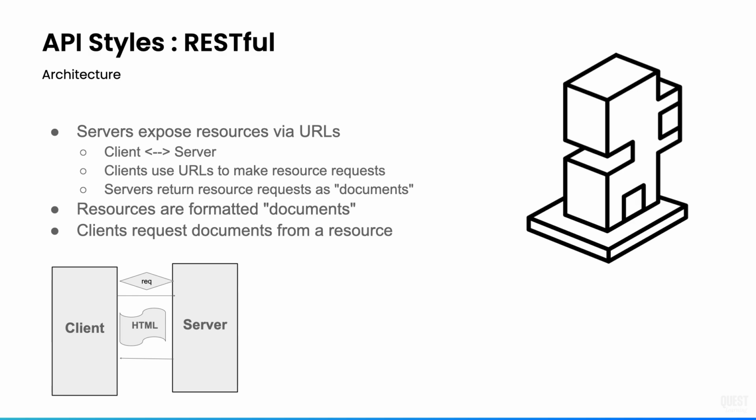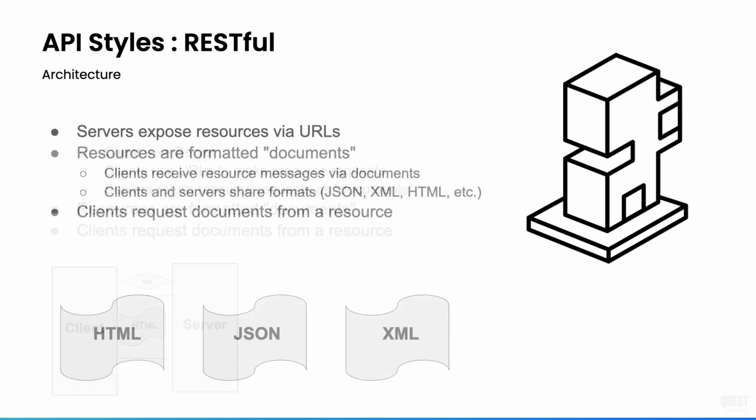So if I say, please send me the weather today, the server will look up the weather and then format a document in HTML or JSON or XML or HAL or something and send that document back to the client. And that's how RESTful APIs work. Now, resources are formatted as documents, which literally means the responses are static documents. They look like static documents, even if they're generated on the fly.